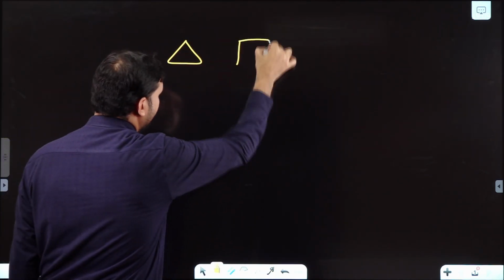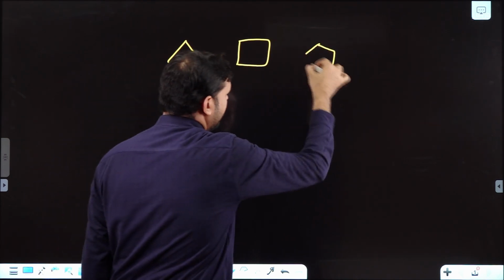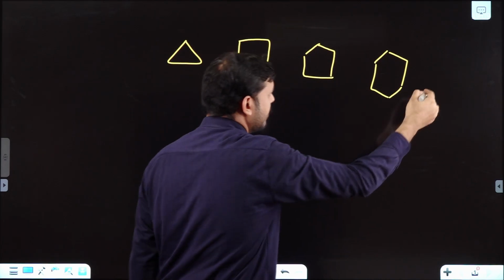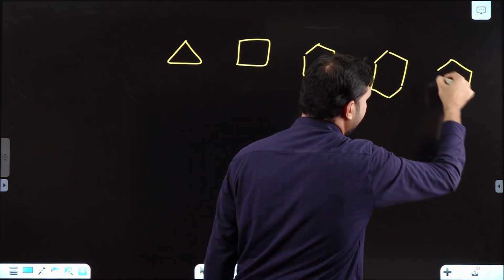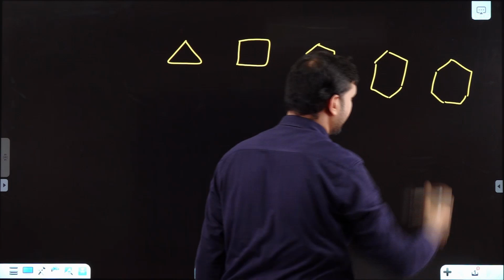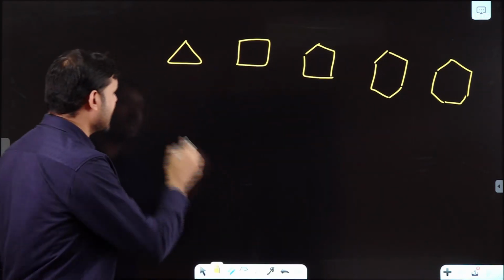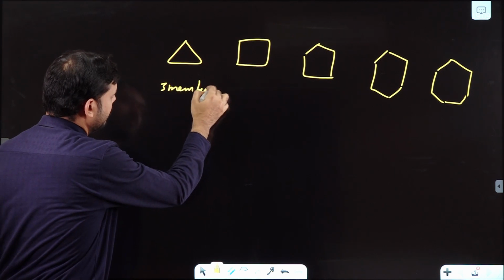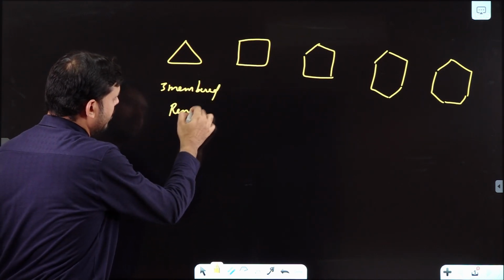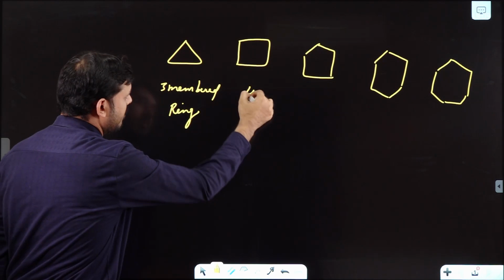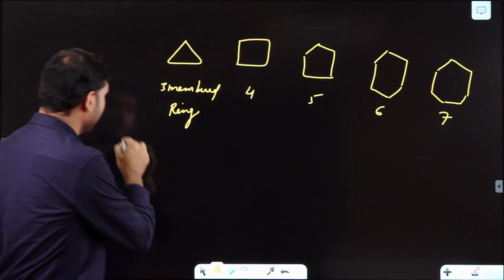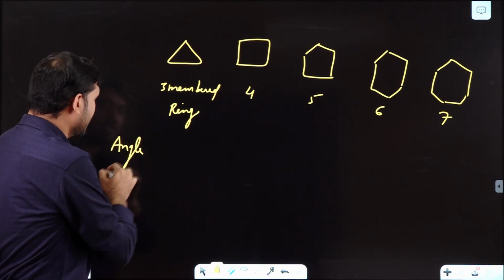3-membered, 4-membered, 5-membered, 6-membered. Here I also have to discuss a few cases of the 7-membered ring. Okay, so first of all understand, this is a 3-membered ring. Okay, so this is 4-membered, 5-membered, 6-membered and 7-membered. Angle strain.